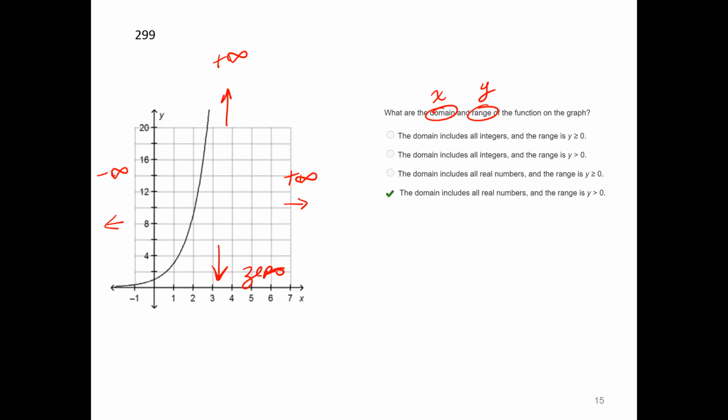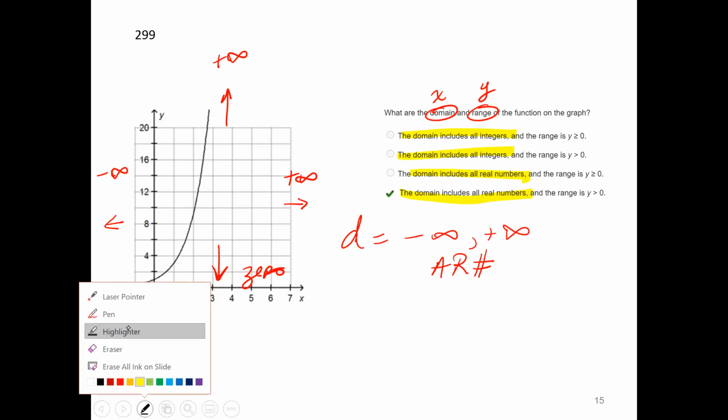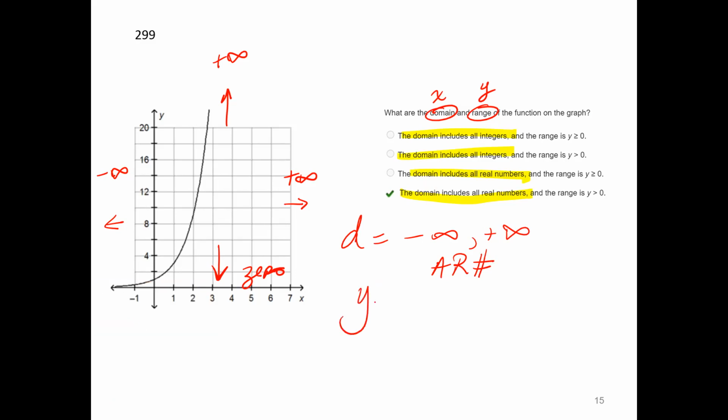So which one there says your domain is going to be from negative infinity to positive infinity, or all real numbers? And if you look at that, this one says all real numbers, this one says all real numbers, and actually this includes all the integers as well. So it could be A, B, C, or D, you know. So the next part here is you want to look at the y's, which is your range. Your range, which is the y's, is going to be from 0 to positive infinity, or y is greater than 0. So which one here says y is greater than 0?